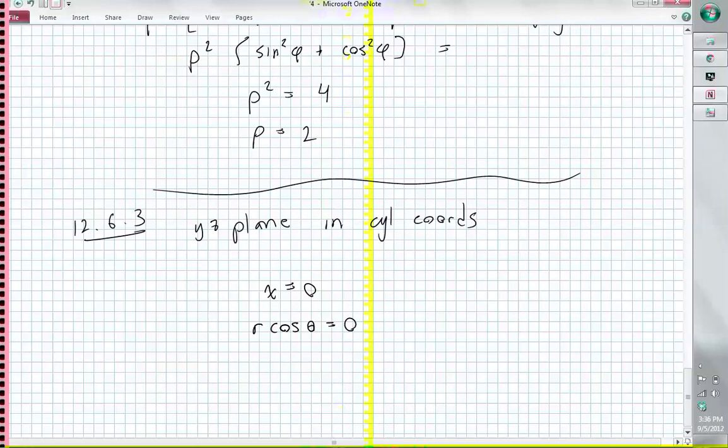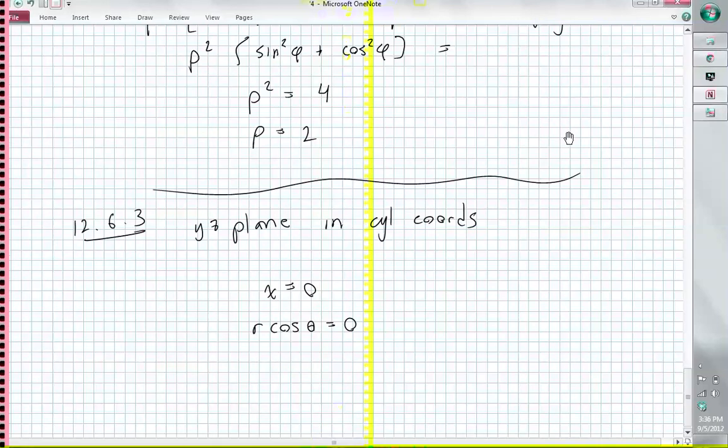Okay, so let's talk a little bit about this. The YZ plane, let me think about it. Here's the x, here's the z, here's the y. So here's your YZ plane. How do I get myself onto that plane using cylindrical coordinates? The angle pi over 2. So here's the x direction, and I go an angle pi over 2, and I'm in the plane.